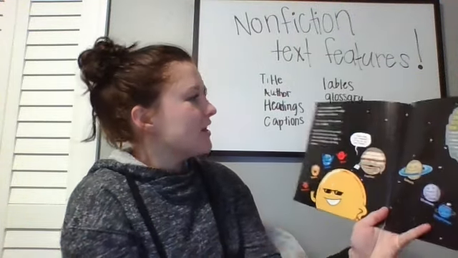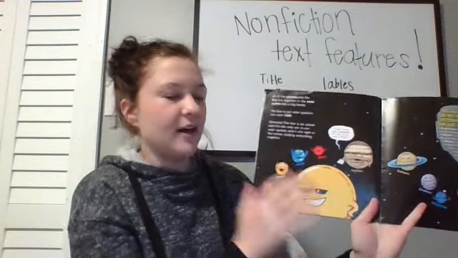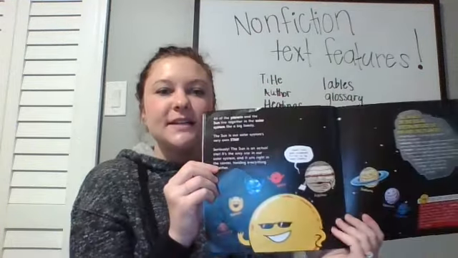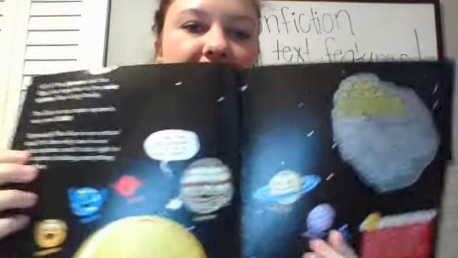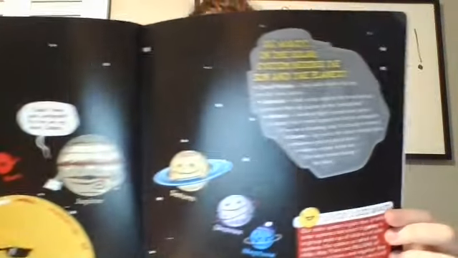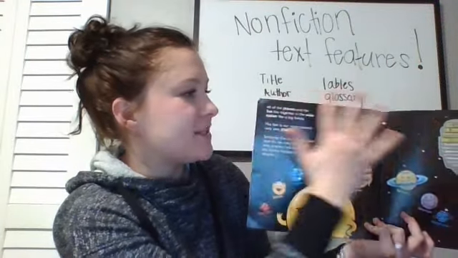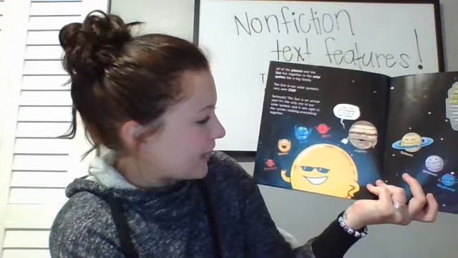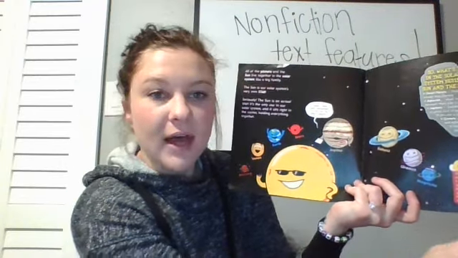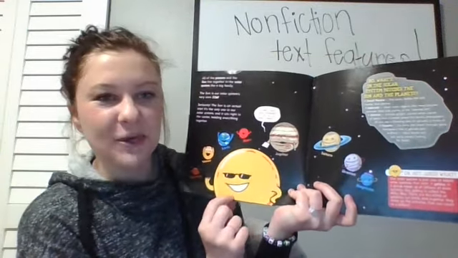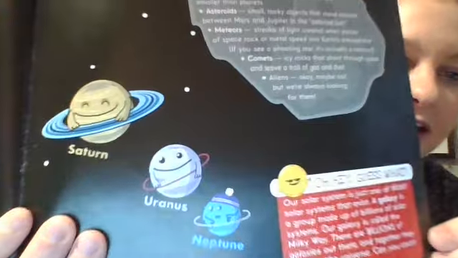All the pictures. So inside our story, we have different text features inside. It's not like a fiction story where there's just some pictures and it has a story that goes with it. In a nonfiction book, on the inside, they have different parts. So they might have a picture with a caption that goes along with it. So this one goes along with this little planet, the sun. And it says, "Oh, hey, guess what?" And it shows a fun little fact.